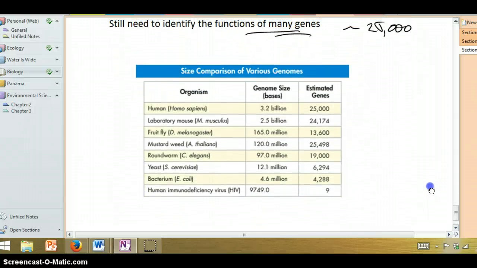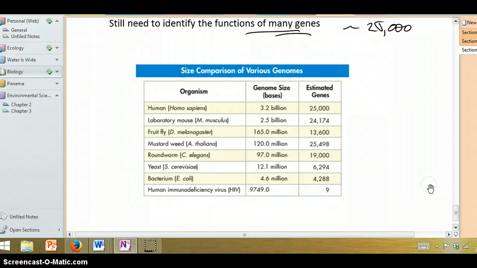So again, other species, their genomes have been sequenced, and here are just a few examples. You can see ours was a little over 3 billion bases long, about 25,000 genes. You can see that mice have about 2.5 billion bases, 24,000 genes more or less. So you can see some of the variation in genome size and the number of genes.